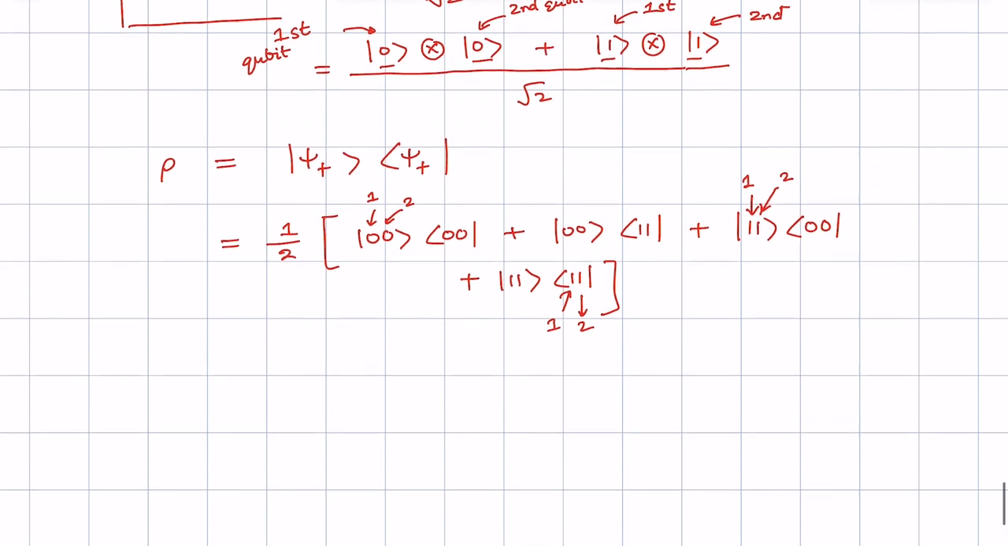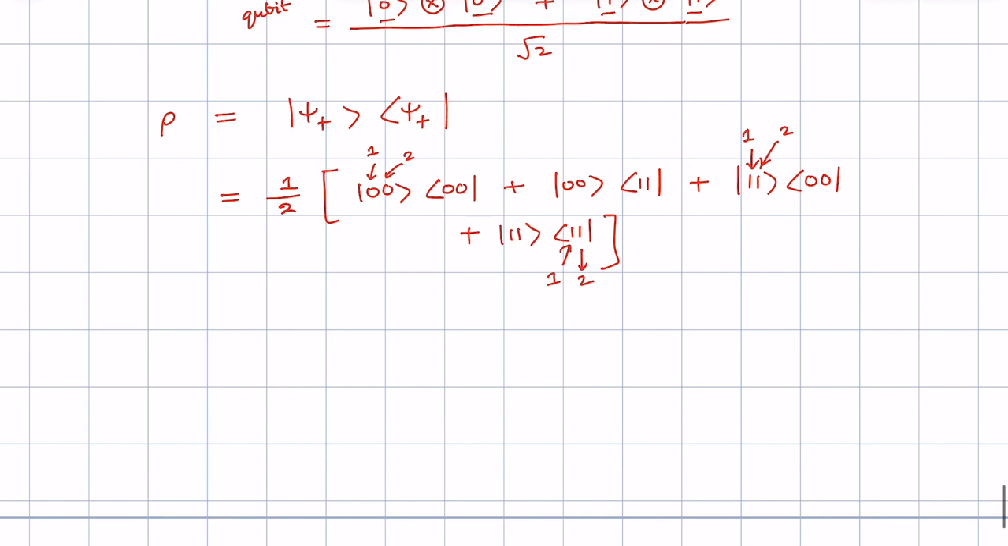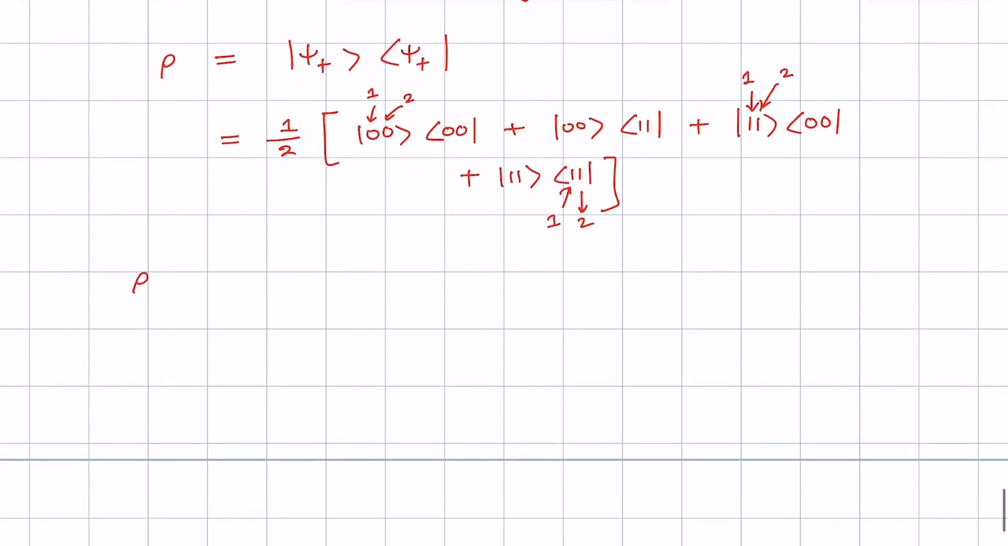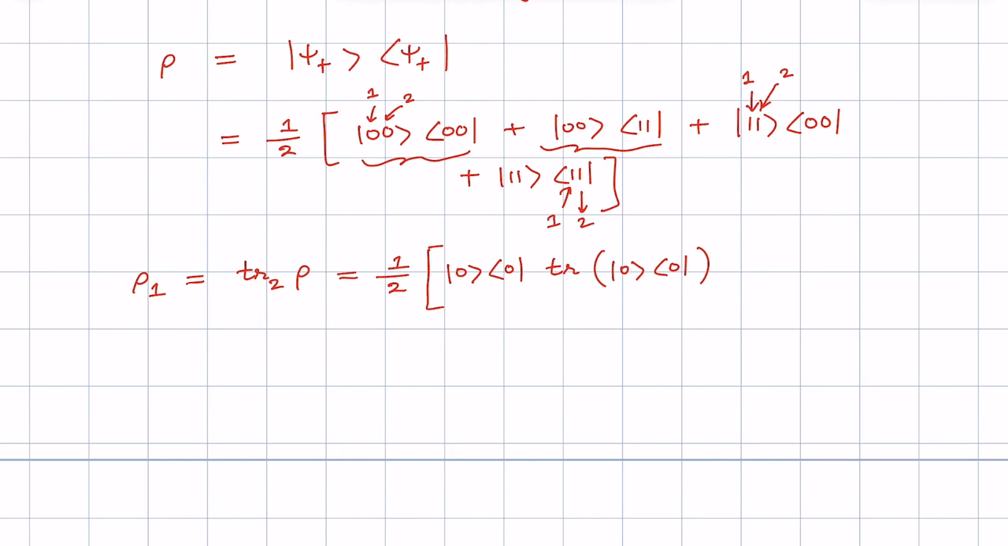If we are interested only in the first qubit, then we have to take the partial trace over the second qubit to get the density operator of qubit 1. This means that we have to trace out the second qubit from rho, and we'll just follow the prescription or the results that we have just worked out. The first qubit is going to remain unaffected, so let us concentrate on the first term. I take the trace over the second part. Similarly, from the third term, I have |1><0| with a trace over |1><0|.